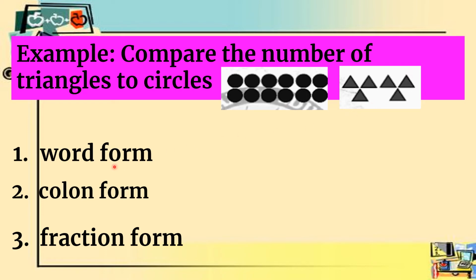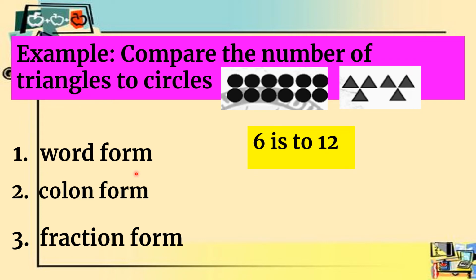So again, in word form, unahin muna natin kung ano yung nasa given na direction. So sabi, triangles. So unahin natin si triangle, which is 6. And then, circles, we have 12. So, the answer for word form is 6 is to 12.